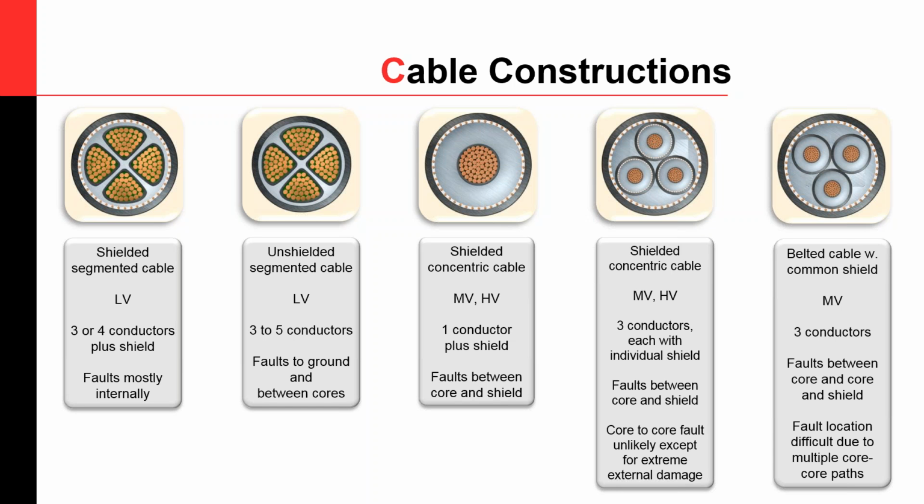For those cables, the core-to-core fault, like the phase-to-phase fault, is unlikely because each cable is surrounded by a shield, and each conductor has its own shield. So the electric field is symmetrical. It's also called a radial field cable.